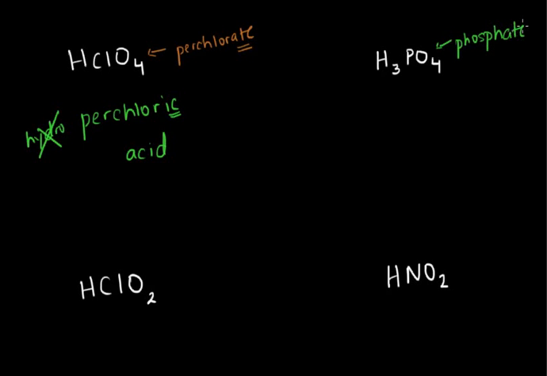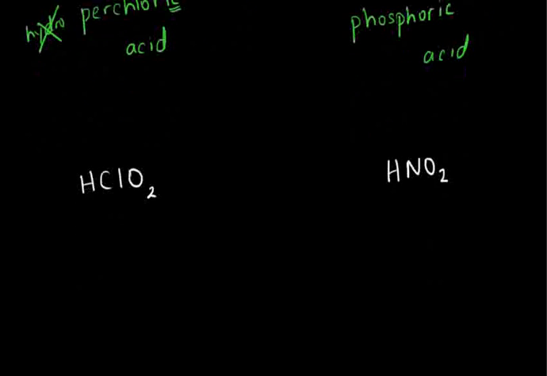anion. And so I'm just going to do exactly the same thing I did with perchloric acid. This is phosphoric acid. So I've just taken the name of the anion, added ic to it, no hydro, and given it acid at the end. But what about something like this?